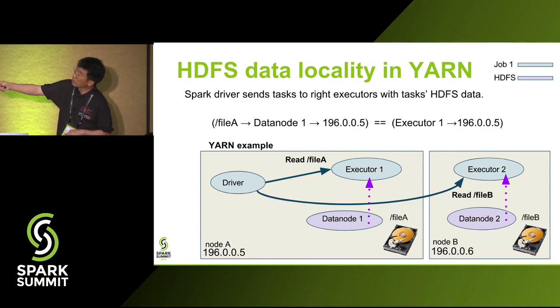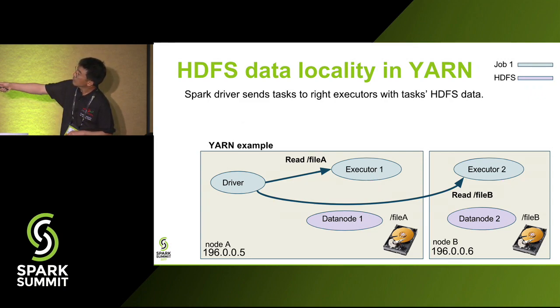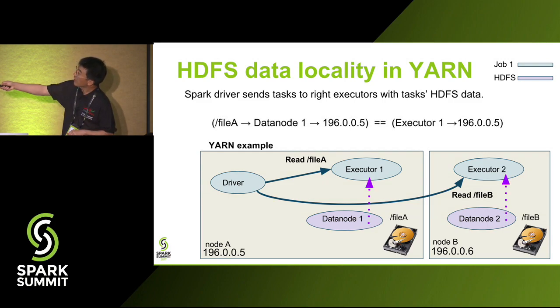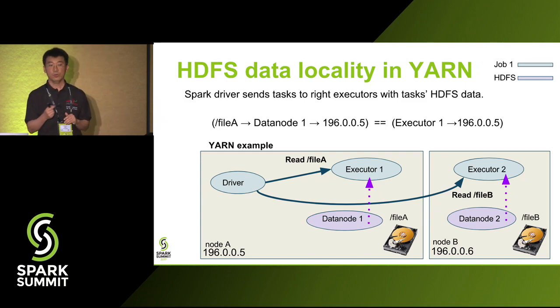The driver starts by asking the name node which data node is in charge of file A. The name node will say that's data node 1, and the associated IP address is this, 196.0.0.5. Basically, the IP address of the host that data node 1 is running on, which is node A.